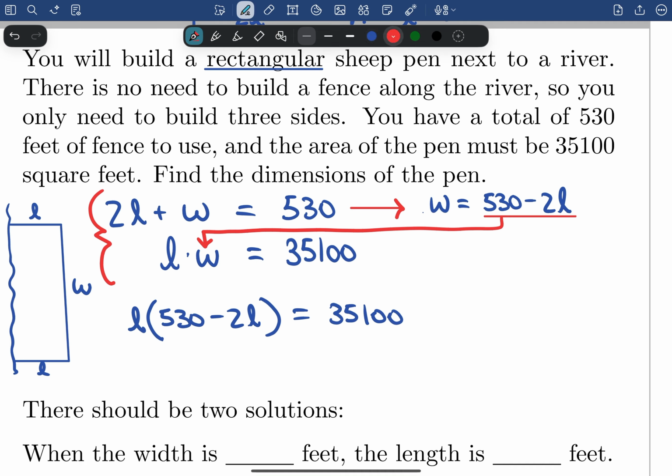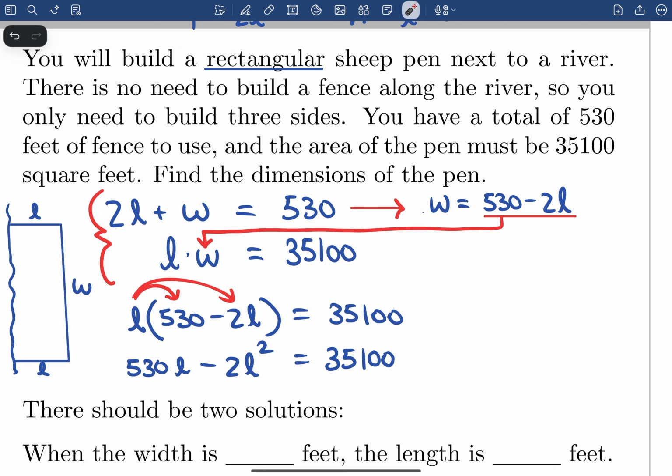Now, if I distribute L into both of these terms, I'll discover that I have a quadratic equation: 530 times L minus 2 times L squared equals 35,100. That's a quadratic equation, and so now our goal is to solve the quadratic equation for L. That is kind of the last little bit to do. So we try it. How do we solve a quadratic equation? First, set it equal to 0. Now, I never like my quadratic term to be negative, so I'm going to add this to the other side, and then add this to the other side.